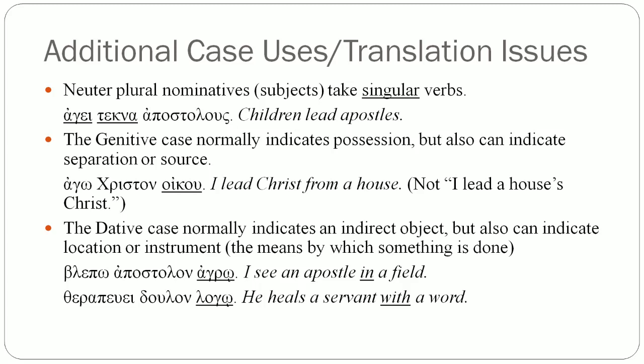So here, ago Christon oiku. Ago is the word "I lead." And Christon is the accusative singular of Christos, which is Christ. I lead Christ, oiku. You don't normally think of this as "I lead a house's Christ," or "I lead Christ of a house." Christ belonging to a house is kind of a strange idea. Much more likely, "I lead Christ from a house," away from a house. Either one of those is a way to translate the ablative genitive.